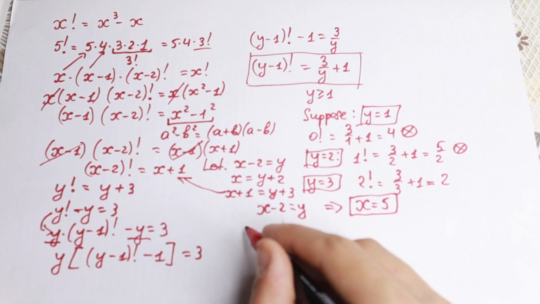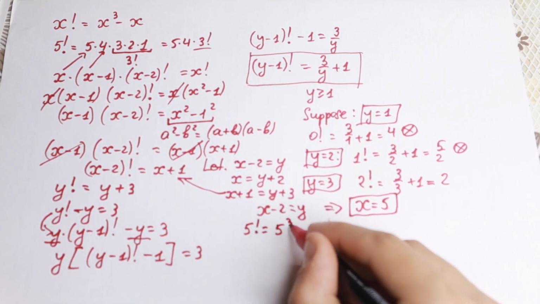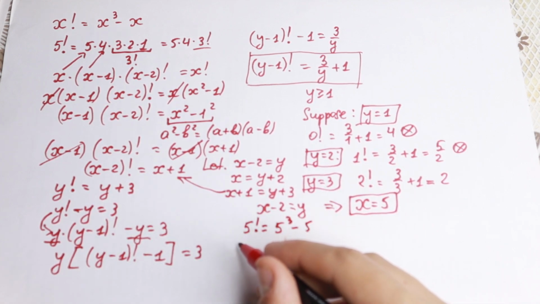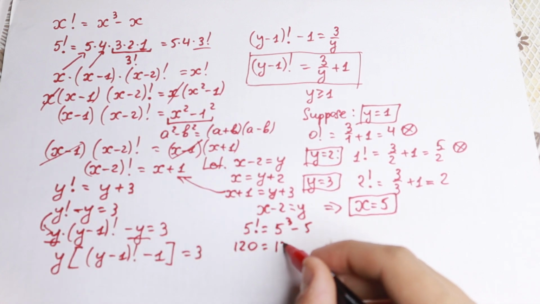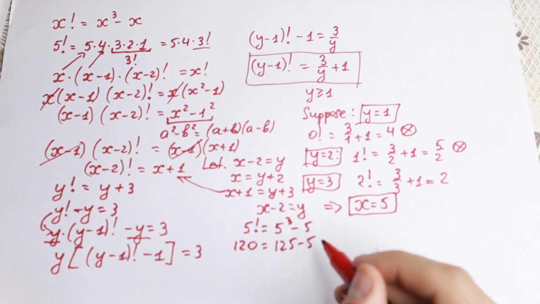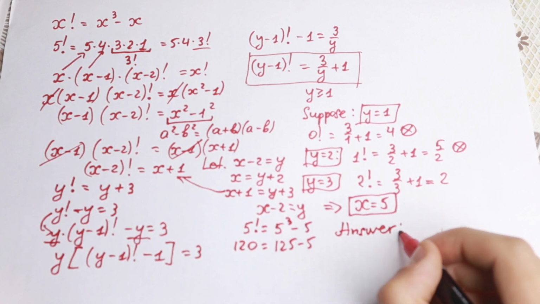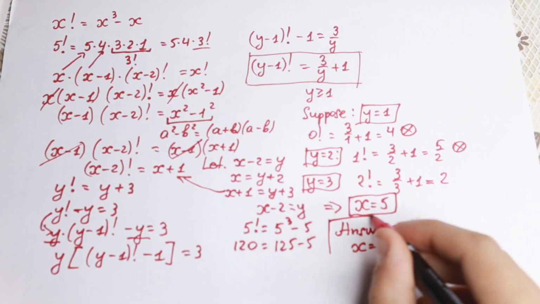So what we'll have as a result? We'll have 5 factorial equal to 5 cubed minus 5. We know that 5 factorial is a product from 1 to 5, so we have 24 times 5, we'll have 120, equal to, right here, 5 cubed, 125 minus 5, which is 120. So our answer, x equal to 5, this is our solution.